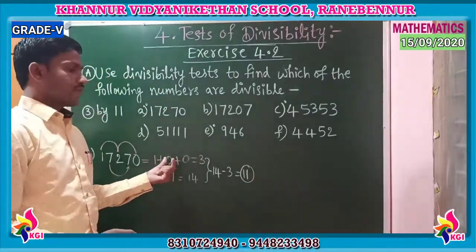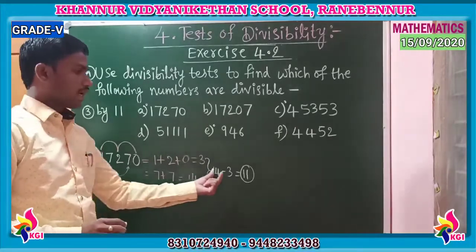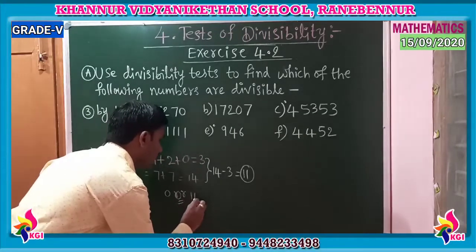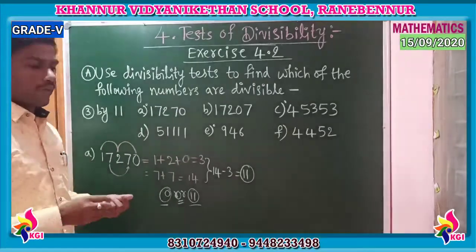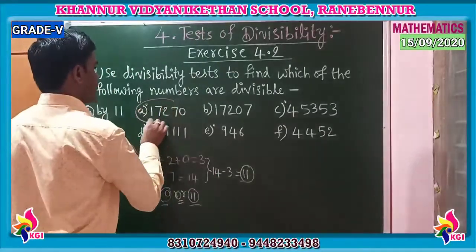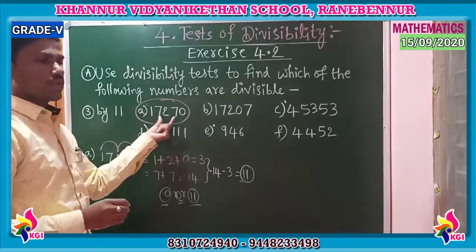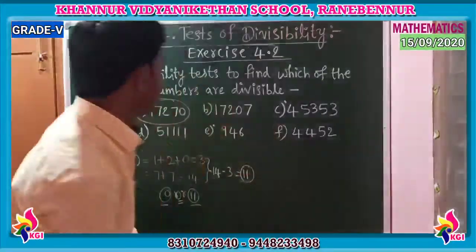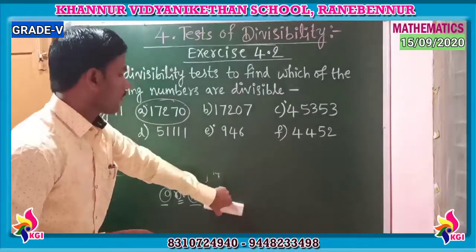So if the difference of the sums of its alternate digits is either 0 or 11, it means the given number is divisible by 11. Yes, so we get 11 as the answer. So this number A, 17,270, is divisible by 11. Then what about the second one?